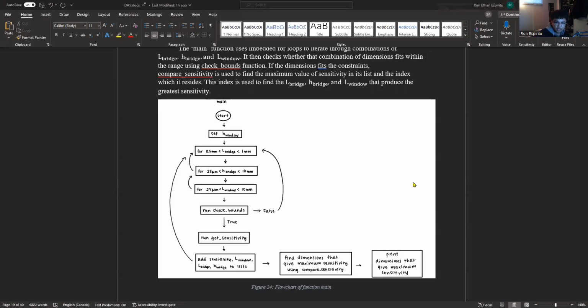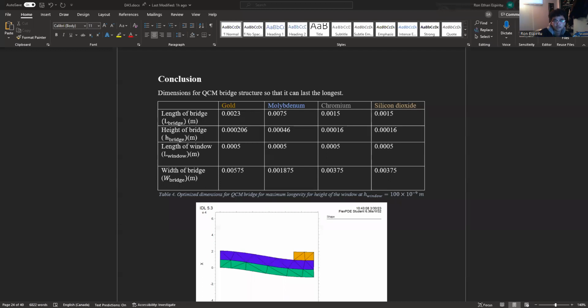When they work in unison, they output the most ideal dimensions and the amount of deposit that was placed on it before it failed. Given the values, we were not able to find the amount of deposit placed on an ideal set of dimensions because FlexPDE gave an n-grid error prior to crossing below that sensitivity threshold. However, we can still extract information from the ideal dimensions for molybdenum, gold, chromium, and silicon dioxide.